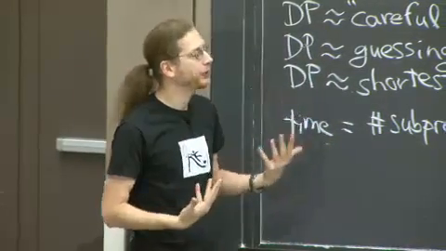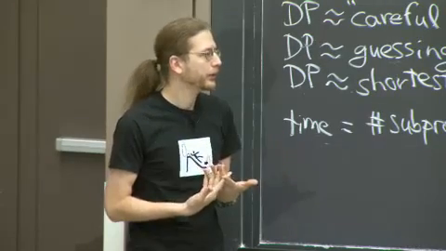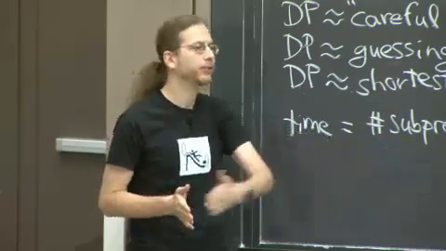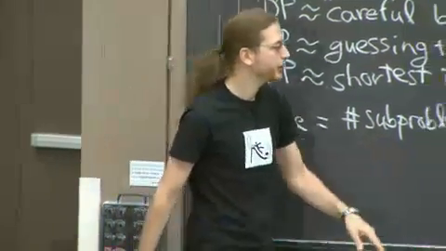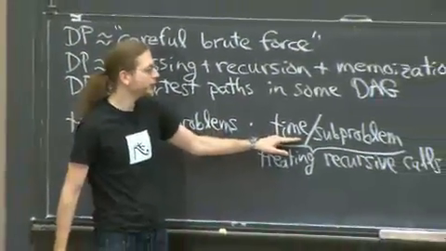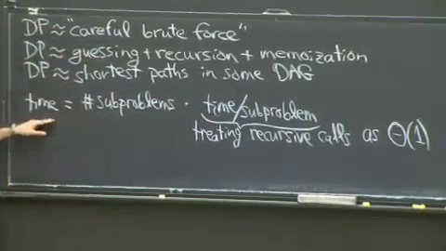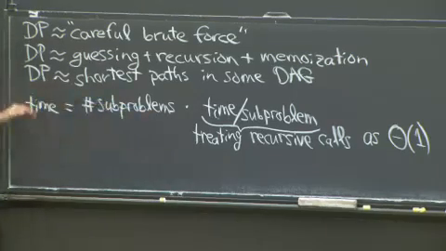Like with Fibonacci, we really just wanted the nth Fibonacci number. But along the way, we're going to compute all f1 up to fn. So those are our subproblems. And if we compute the amount of time we need to solve each subproblem and multiply that by the number of subproblems, we get the total time required by the algorithm. This is a general true fact.